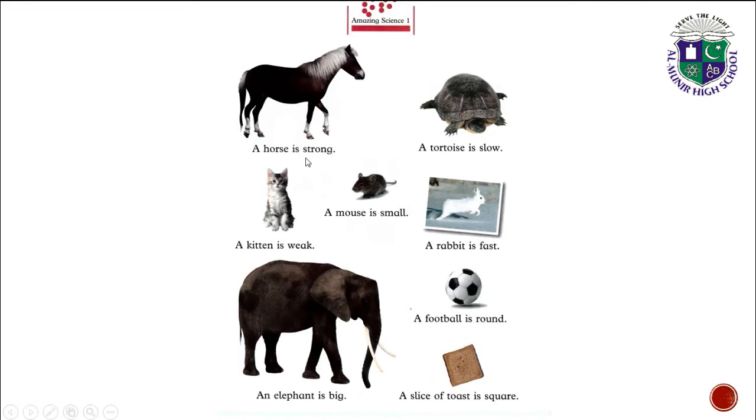A horse is strong. A tortoise is slow. A mouse is small. A kitten is weak. A rabbit is fast. A football is round. An elephant is big. A slice of toast is square.